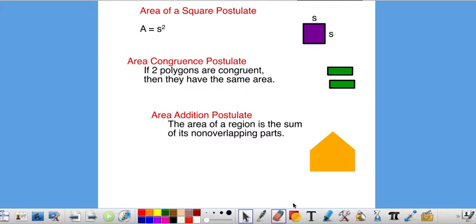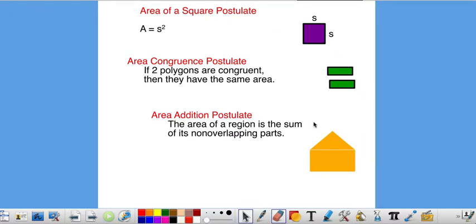The area congruence postulate just says that if two polygons are congruent, they have to have the same area. So obviously both of these green rectangles are the same area if they're congruent. And then we also have the area addition postulate. That says the area of a region is the sum of its non-overlapping parts. Basically, if you wanted to find the area of this thing, you could find the area of this triangle and add it to the rectangle, and that would give you the area of the whole thing.